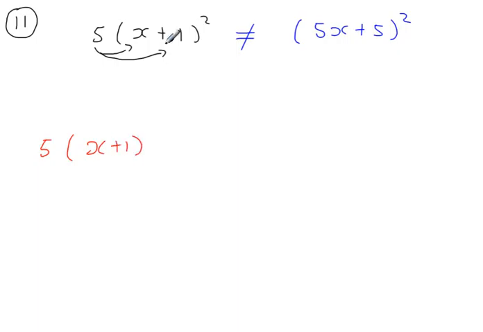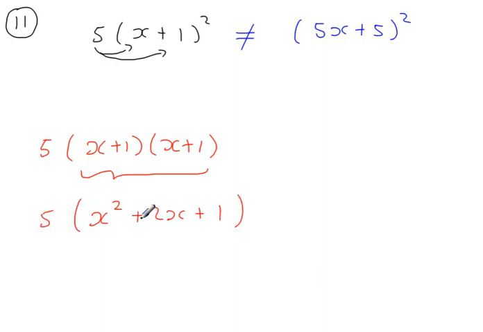X plus 1 is squared, so it's multiplied by itself. So you do this part first. So you've got x squared plus 2x plus 1. All of that's still multiplied by 5. And then you multiply everything by 5. So 5x squared plus 10x plus 5.